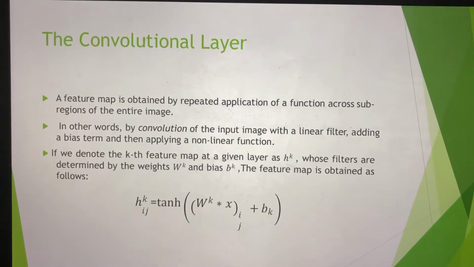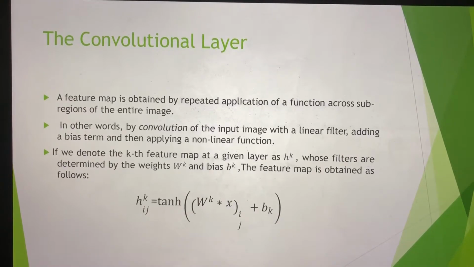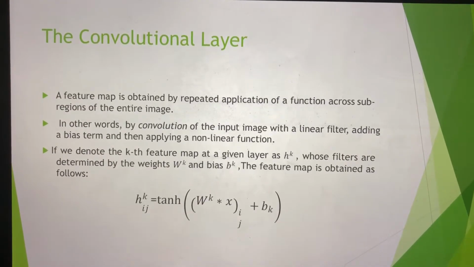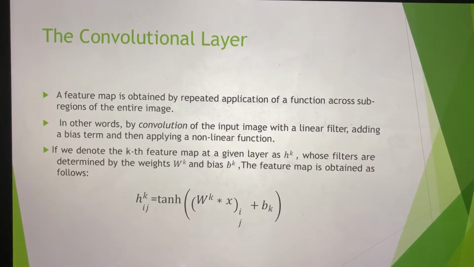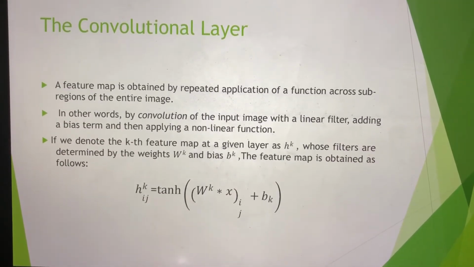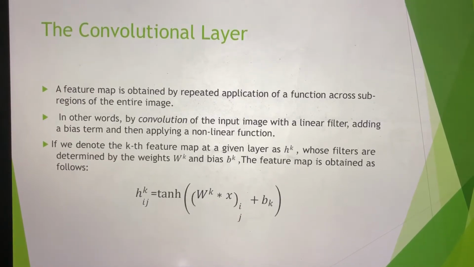In other words, by convolving the input image with a linear filter, adding a bias term and then applying a nonlinear function, we get the feature map we want. If we denote the k-th feature map at a given layer as h^k and the following terms are defined, we can get a formula for the feature map calculation.